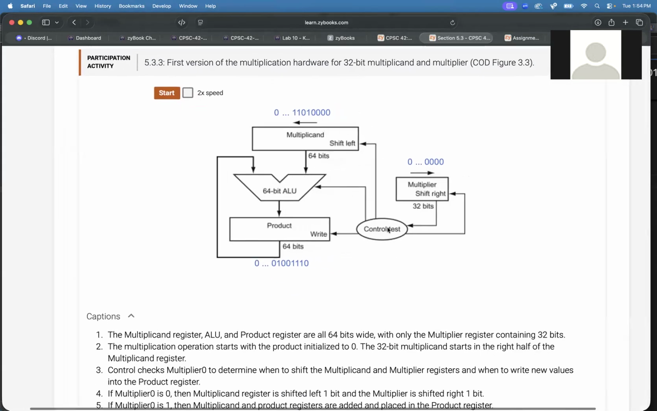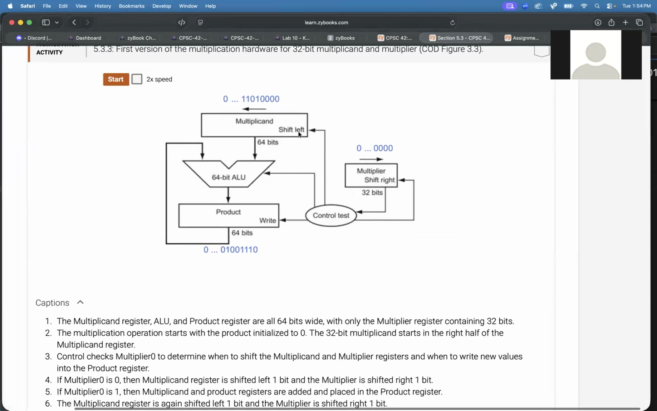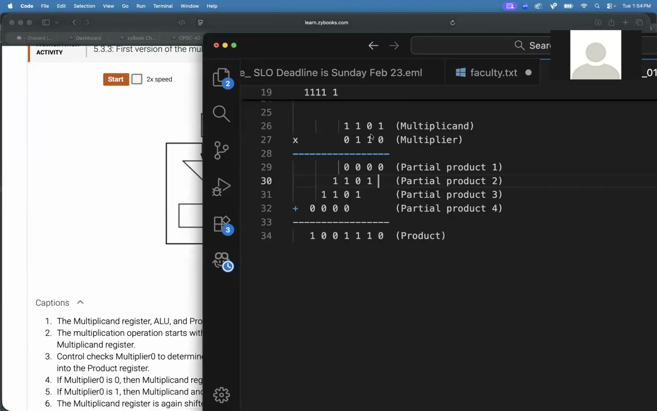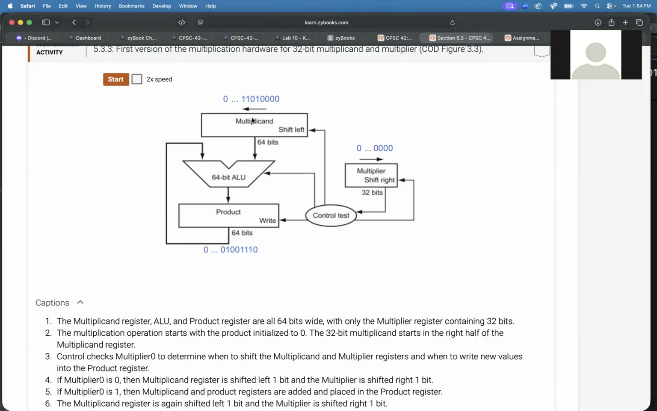So what hardware do you need to actually do this? Well, we need something to shift left. Why shift left? Well, this 1101, it's all the way on the right side. It could have been here, here, here. So we could have had a 1101, 1101, 1101, 1101. So that's the multiplicand, but it's been shifted left by either 1 bit or 2 bits or 3 bits. So we need a way to shift the multiplicand by 1 bit to the left. That's a piece of hardware you need.